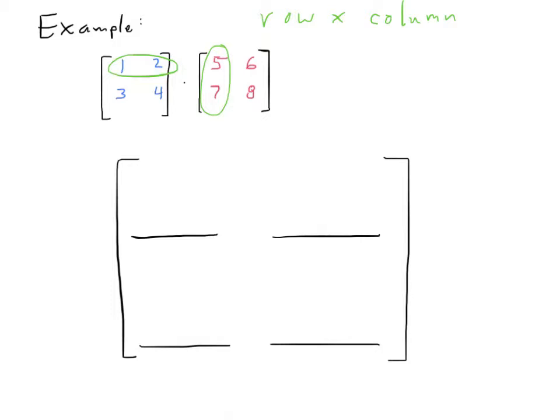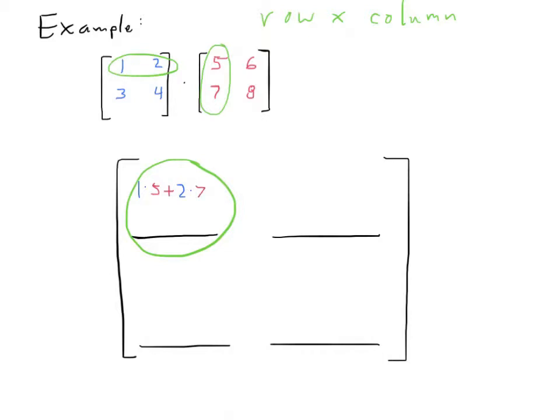Right? So if I want to find this one here, again, the entry that's in the first row and the first column, I need to multiply the first row with the first column. And so what that's going to mean is that I do 1 times 5 plus 2 times 7.